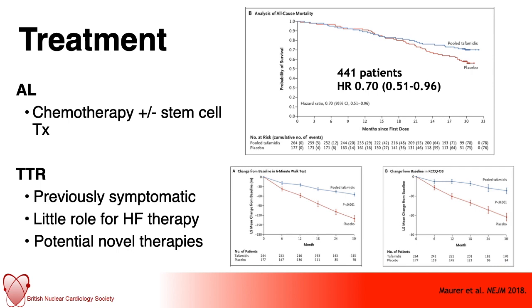But I'm glad to say that landscape is changing and changing very rapidly at the moment, with potential novel therapies coming through the pipeline. One example of this is what you can see here on the right, which is tafamidis, a TTR tetramer stabilizing agent. These results were published back in 2018 and showed that over a 30-month follow-up period, there was a reduction in mortality from 43% in the control arm to 30% in those treated with tafamidis, and this was in 441 patients, all with TTR-related cardiomyopathy.